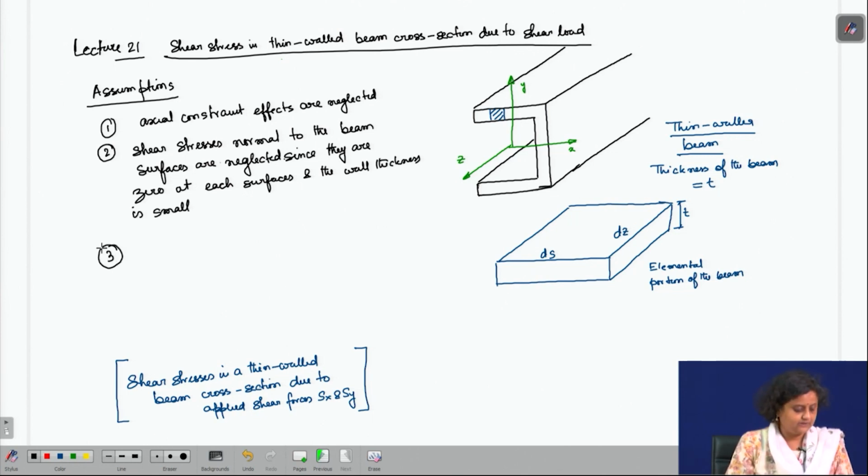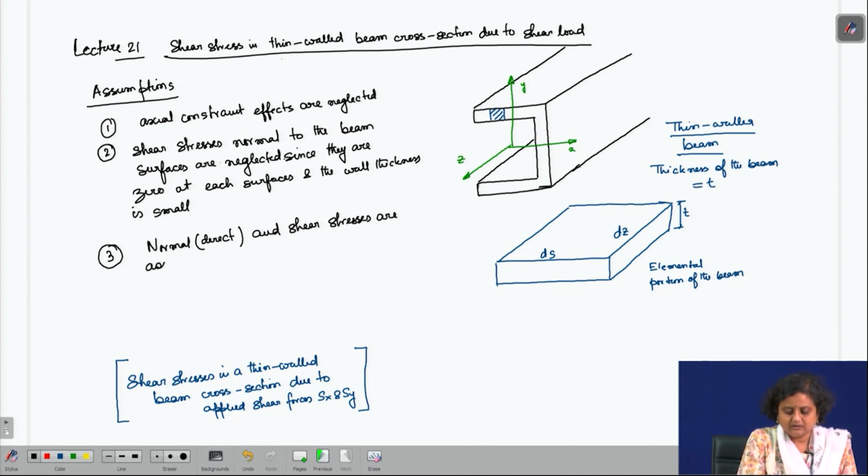Now, the third assumption is that the direct and the shear stresses, or the normal and the shear stresses, are considered constant across the thickness of the cross section.